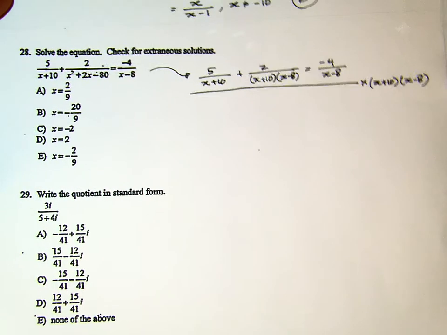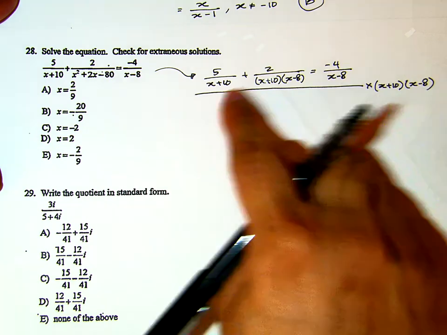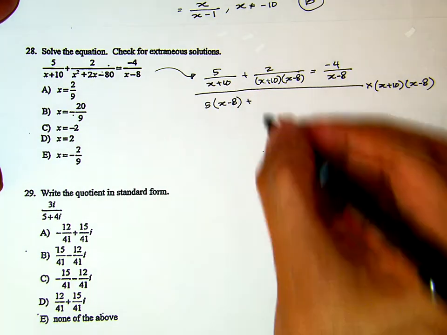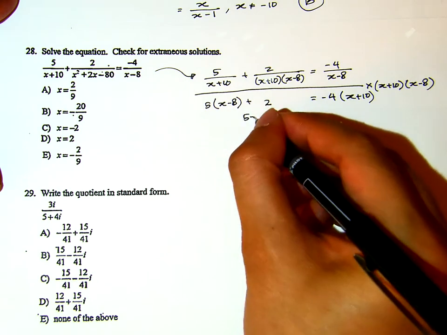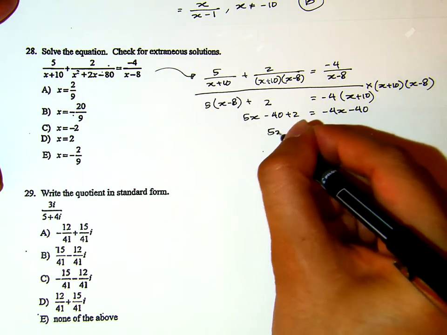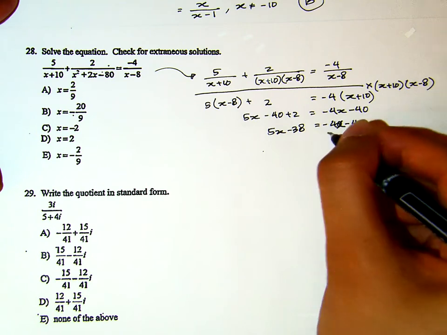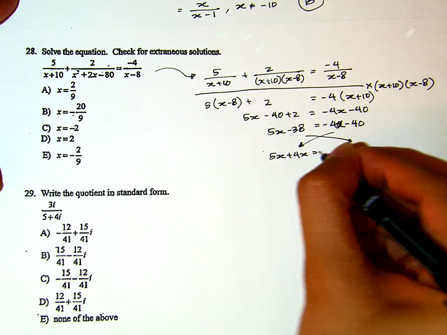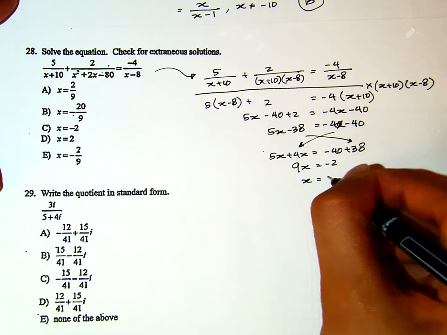Now the first term, if you multiply by (x + 10)(x - 8), it will cancel the x + 10, right? So I will have 5 times (x - 8) left, plus, on the second term, 2 left, equals negative 4 times (x + 10). Now I solve it and get 5x - 40 + 2 equals negative 4x - 40. So 5x - 38 equals negative 4x - 40. I'll move this 4x to the left-hand side: 5x + 4x equals negative 40 + 38. 9x equals negative 2, so x equals negative 2/9.